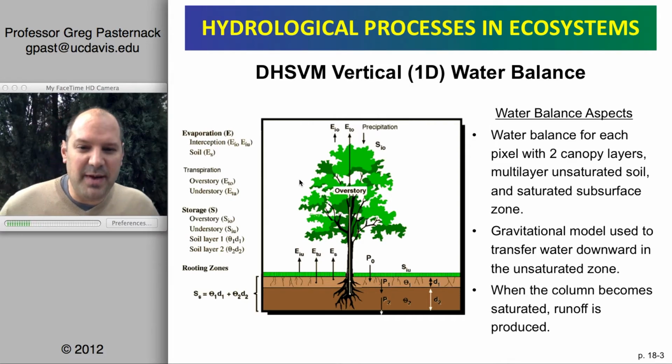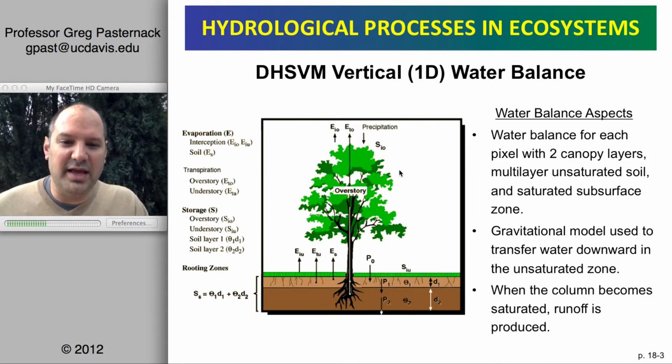From a storage perspective, there's water stored all over the place. There's the overstory storage, understory storage, and then soil storage in 2 different soil layers, which are shown here in light brown and dark brown. In addition, there are rooting zones, and then other vertical fluxes.